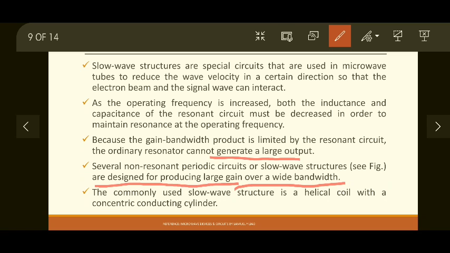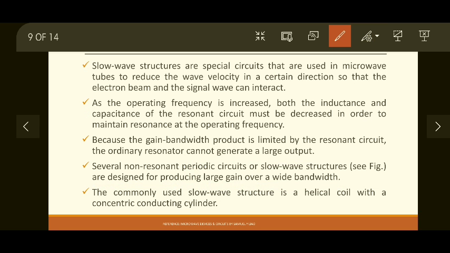So why are we not using a resonator? Because inductors and capacitors change their values at resonant frequencies. So to maintain resonance, we have to change the values of inductors and capacitors from time to time. So we are avoiding them. Non-resonant structures, now called slow wave structures, will be utilized, which can provide a large gain over a wide bandwidth. We don't have to change anything. At a wider bandwidth, we can get a larger gain.